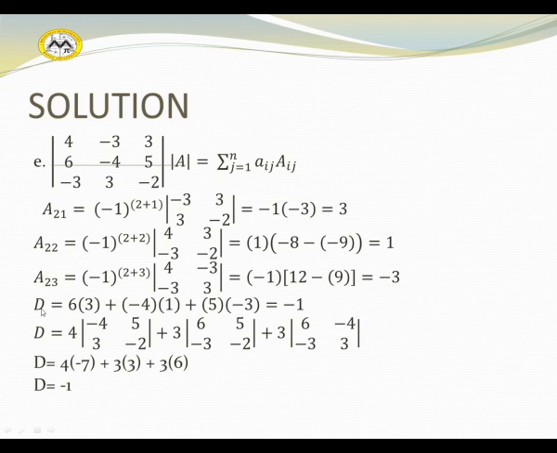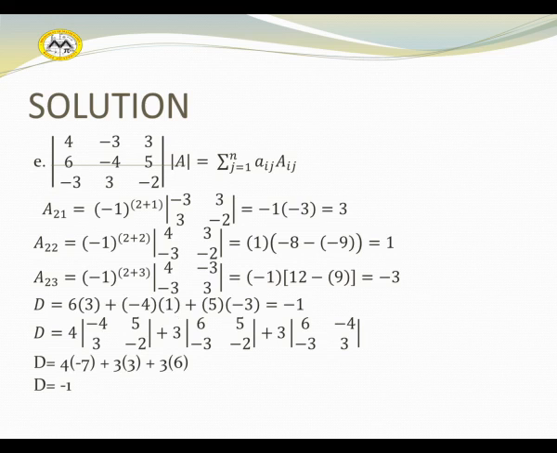Therefore, the cofactor expansion in evaluating this 3 by 3 determinant is as follows. The element at second row, first column is 6, multiplied by the cofactor at second row, first column, which is 3. Then the element at second row, second column is negative 4. This is actually the element a sub ij. Negative 4 times the cofactor, which is positive 1.